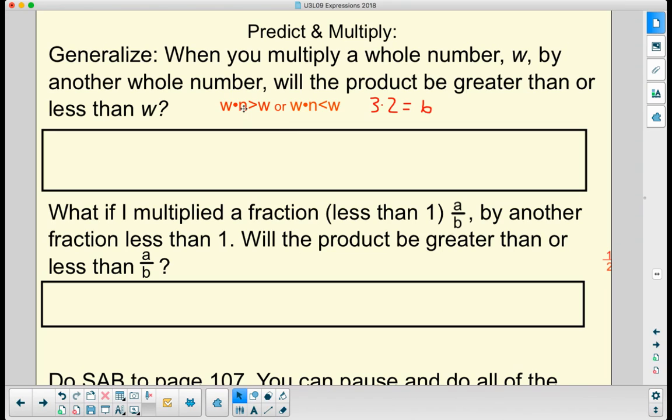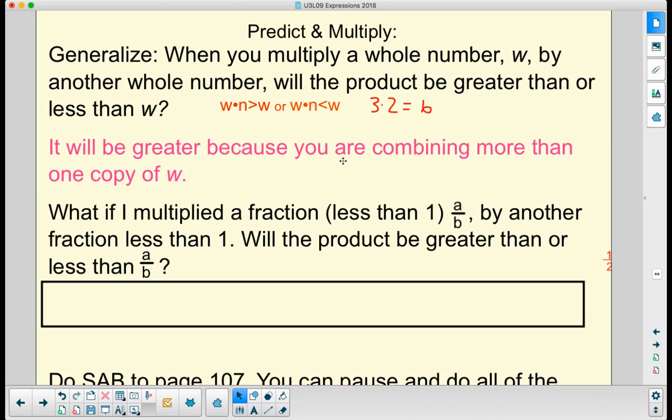Why is that? N is more than one group. It's 2 groups of 3. So it will be greater because you are combining more than one copy of W. I have 2 copies of W. I have 3 and I have another 3, so it has to be more.